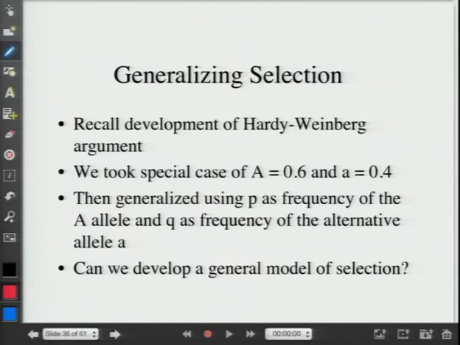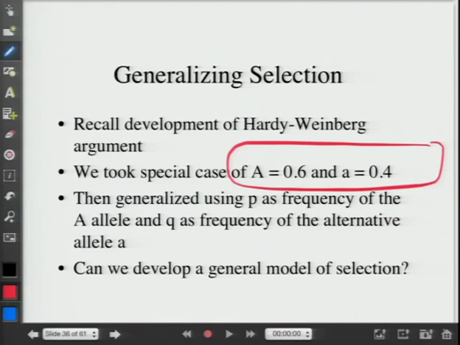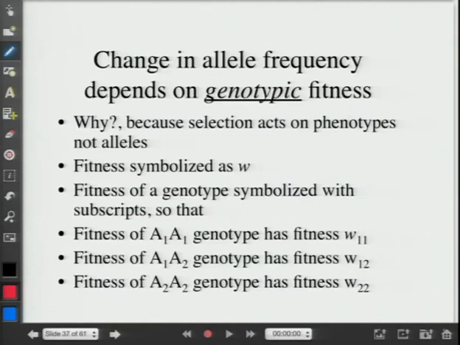All right. So when we developed the Hardy-Weinberg case for alleles, we started out with a special case of big A and little a with some particular numeric allele frequencies. And then from that, we built a general model where we symbolized the frequency of the big A allele as P and the frequency of the little a allele as Q. And we developed this general model, P plus Q equals 1, P squared plus 2PQ plus Q squared equals 1. Question is, could we do an analogous thing with a model for selection?